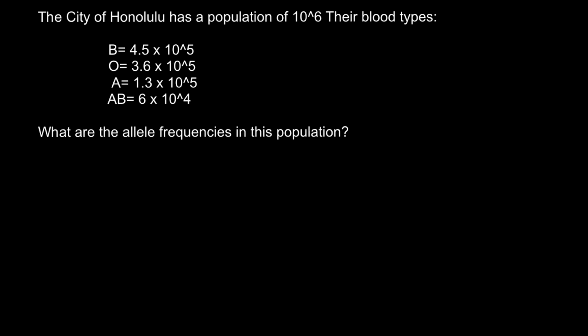here are given. For example, phenotype B can consist of two genotypes. It can be BB genotype and BO. So we don't know how many people from this number belong to genotype BO or BB. And yet another phenotype, A, also consists of two genotypes. The first one would be AA, and the second one would be AO.